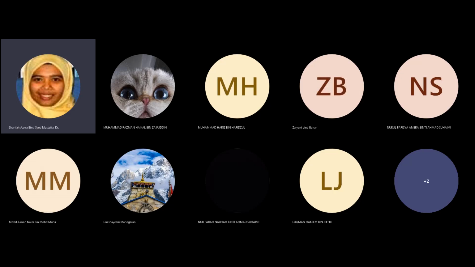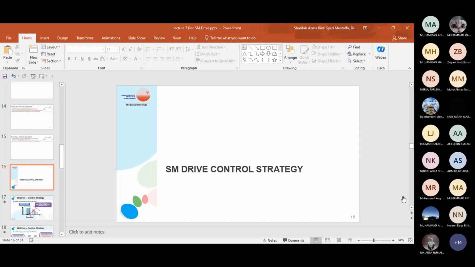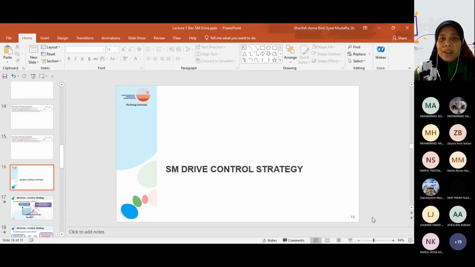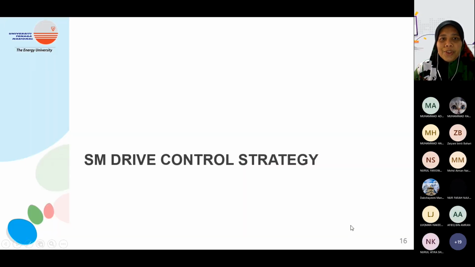We will go into synchronous drive of control, synchronous motor drive. Synchronous motor drive control strategy.